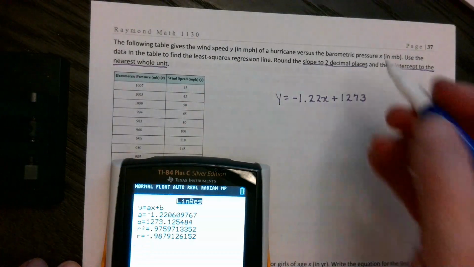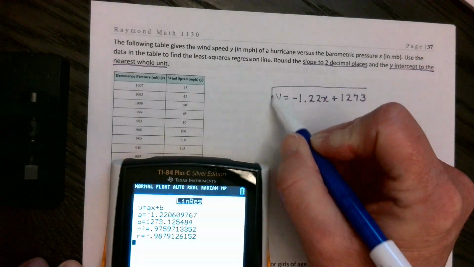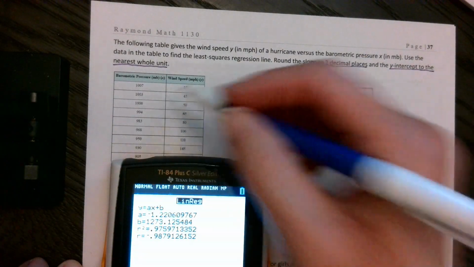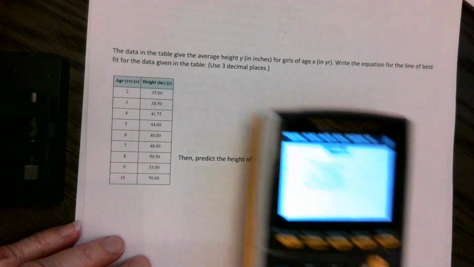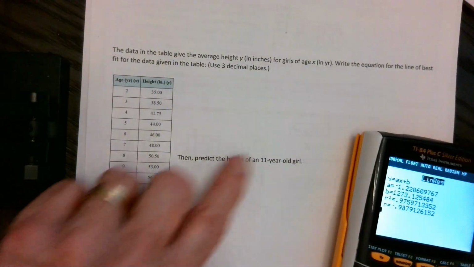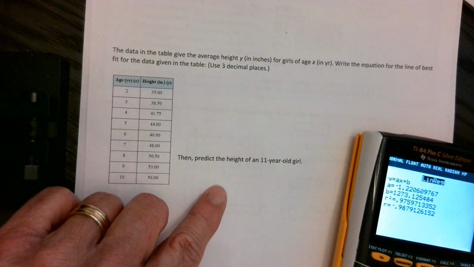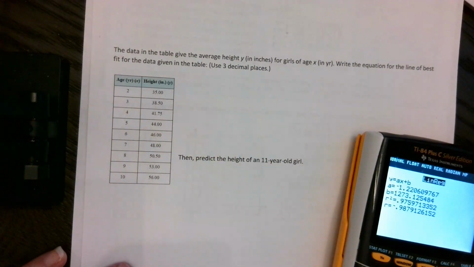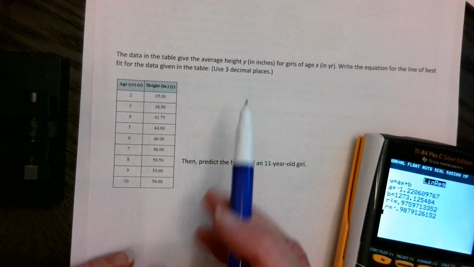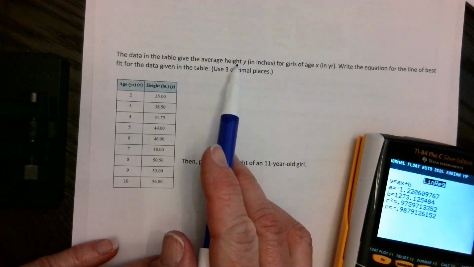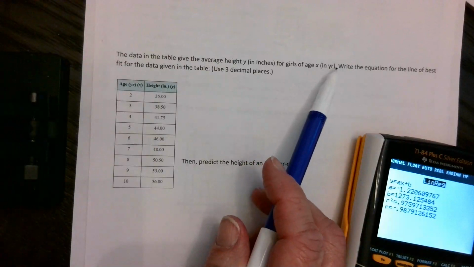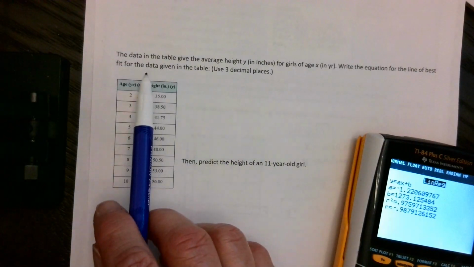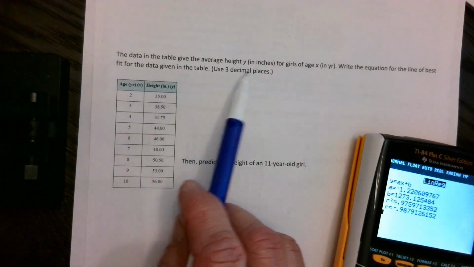And there's the line of best fit for these values. Okay, this one right here. So this one we're going to do the line of best fit, then we're going to predict the height of an 11-year-old girl. Alright, so in the table, give the average height, y, in inches for the girls, age x in years. Write the equation of a line of best fit for the data given in the table. Use 3 decimal places.